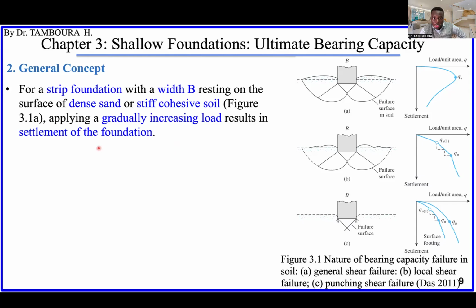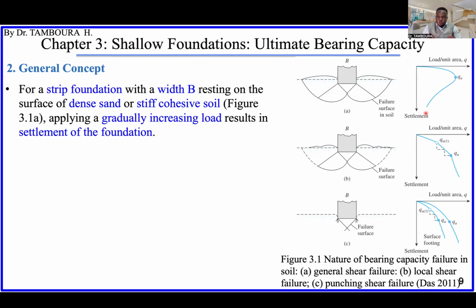So if you apply gradually the load on this, it will result in this curve. It means if you are here, the load is here, the settlement is here. If you are here, the load you applied is here. Just check the coordinate of this point, here. If you are here, here.